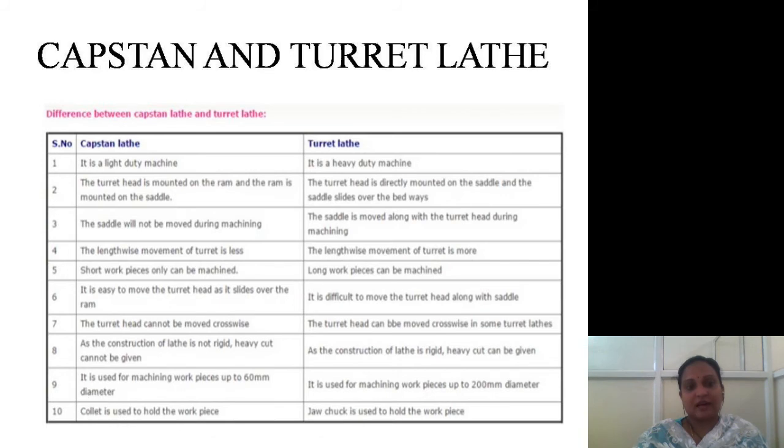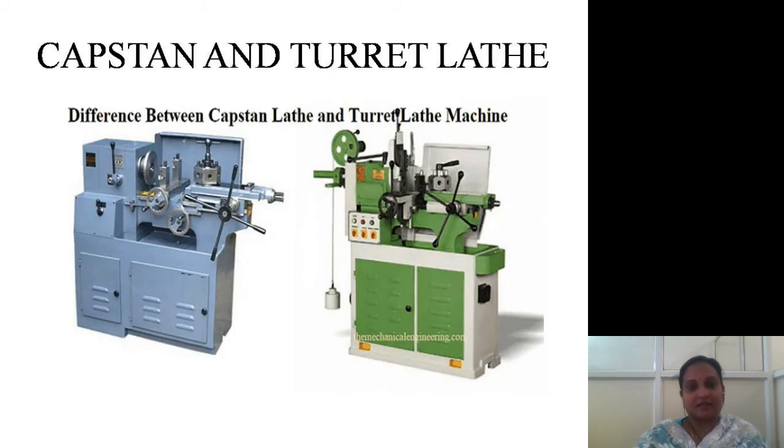Next, see, you have two things. In the case of the capstan lathe you have a collet, and in the case of the turret lathe you have a chuck. Now let us look at the figure once again. See, this is the collet and this is the chuck here. So this is about capstan and turret lathe.